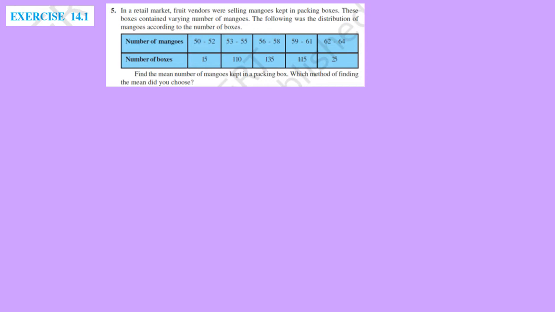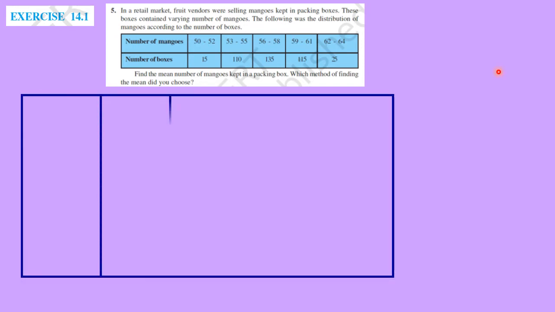So here you just observe the class here. Any difference can you see? See 50, 52. Then 53, 55, then 56, 58. That means the classes are not continuous. So first we need to make the class continuous. So how can we do that? So let us see. First let us make the table.